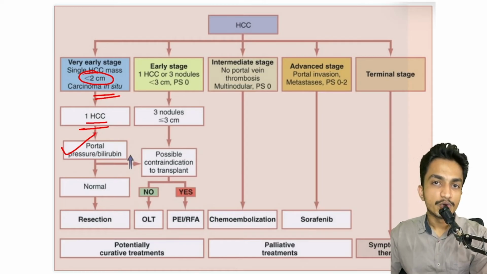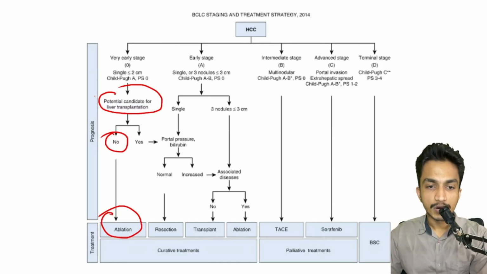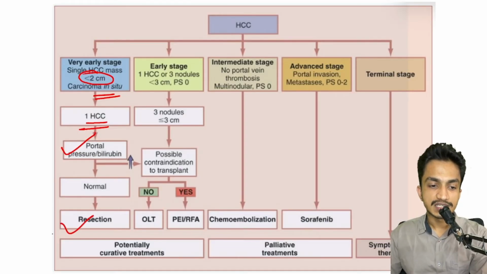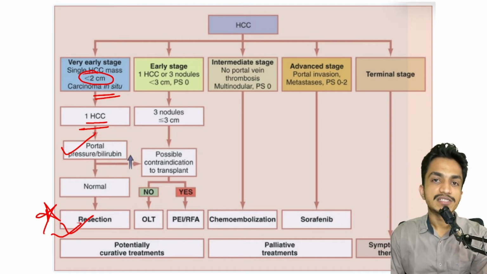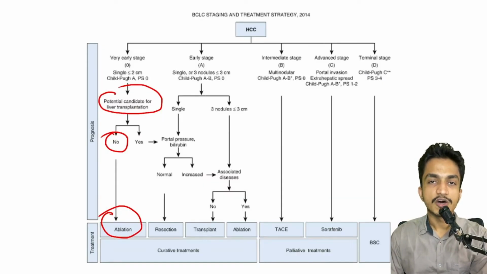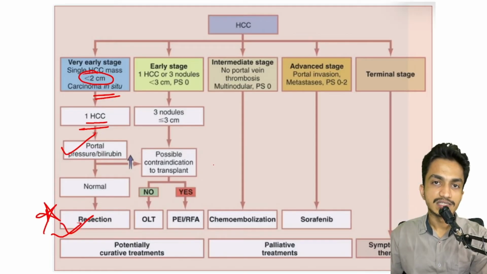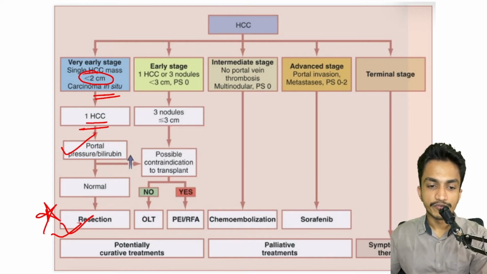Now if the portal pressure and bilirubin are normal, then we can go for resection in those patients. That means that we can do surgery in the form of resection. But if the patient has abnormal portal pressures or bilirubin, that means there are changes of cirrhosis and chronic liver disease. In that case, we see if the patient has any associated diseases which may be a contraindication for transplantation. Now if there is no contraindication for transplantation, we go for transplant.